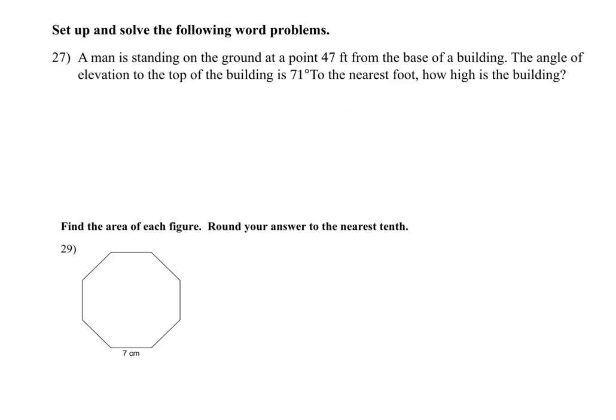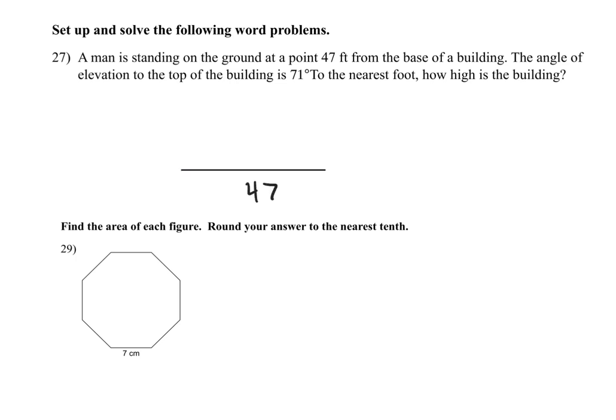These word problems are right angles. You should draw something that looks like a right triangle like you've been doing and solve for either the side or the angle. A man is standing on the ground at a point 47 feet away from the base of a building. And so that's telling you your bottom side length, basically. So you're saying he's 47 feet away from the base of the building.